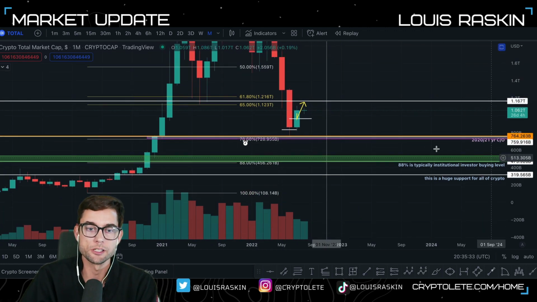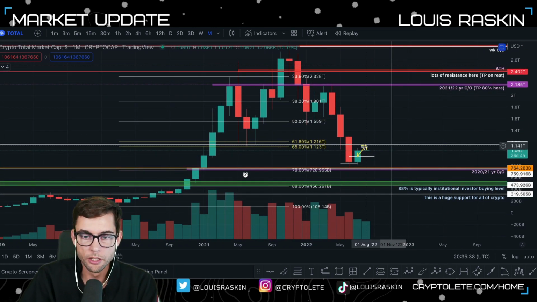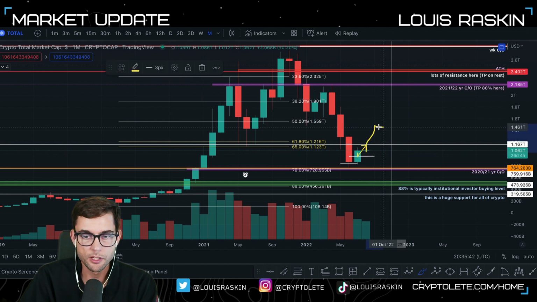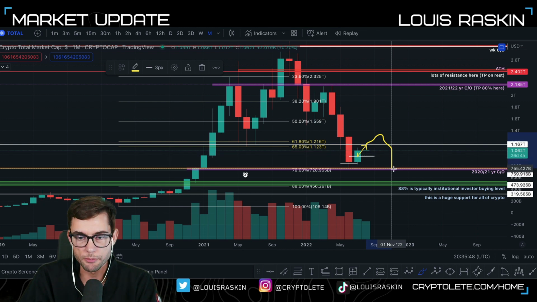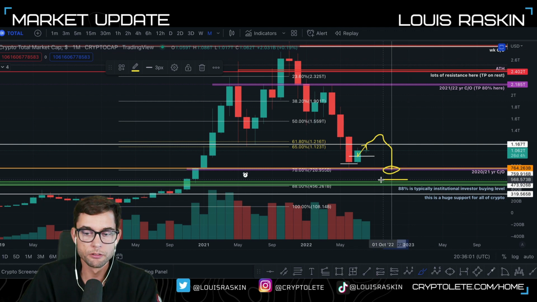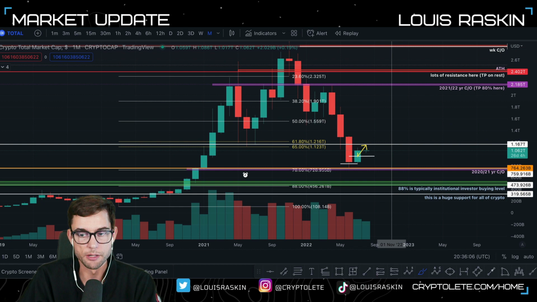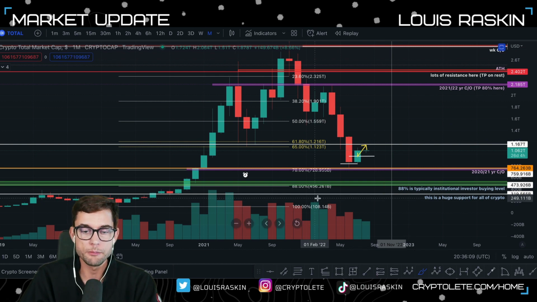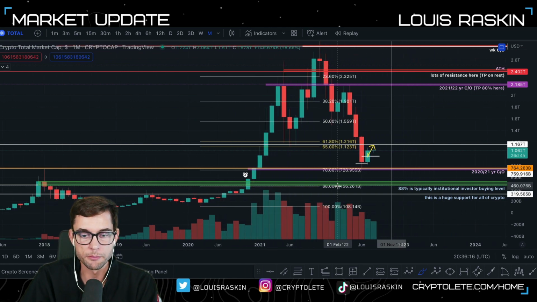I don't think that this rally will be sustained. I think we have a long ways to go. And I could see us eventually coming all the way back down to the 78.6, making a lower low than what we have here, and possibly this being the bottom. If not, literally the 88%. I mean, the 88% is where the institutions typically invest. So I wouldn't be surprised if we see crypto fall down to the 88%.